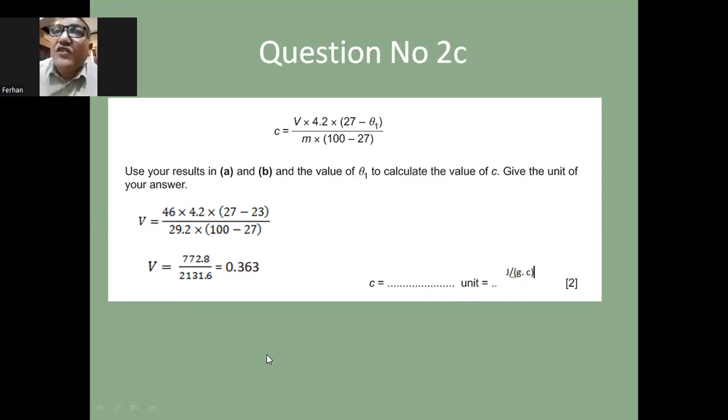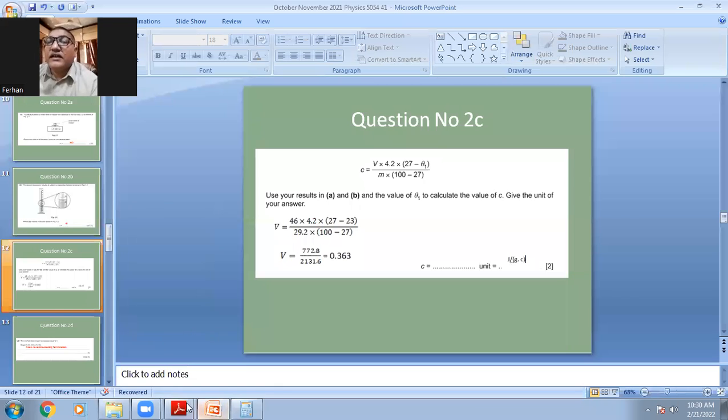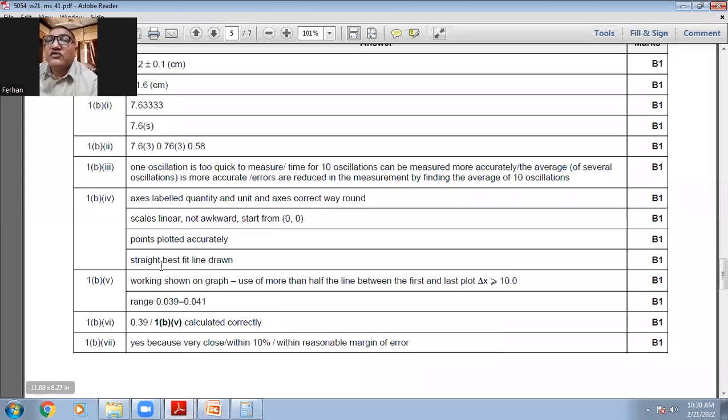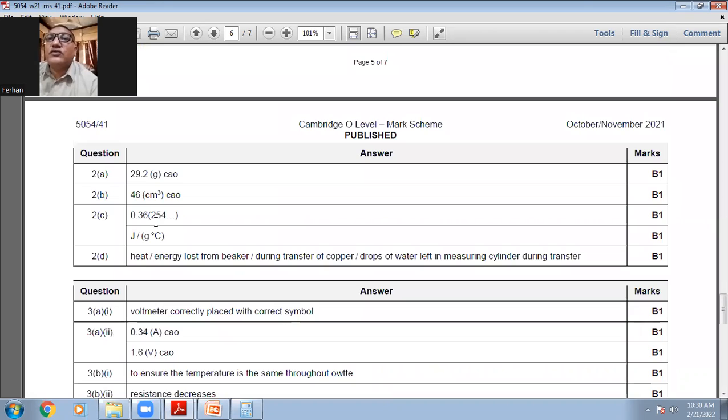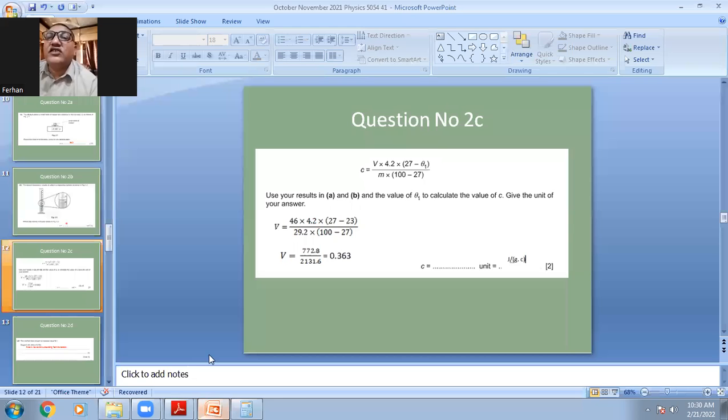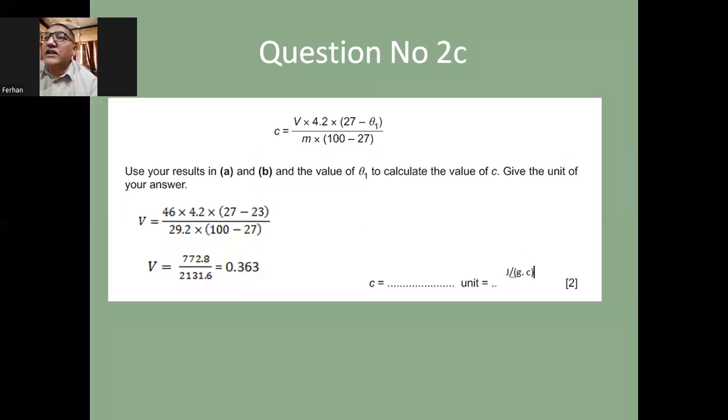So let me first of all make sure that this answer is right, because I think I have not. So let me see, 0.036. Okay, so that is question number 2. 0.036 joules per gram per degree centigrade. So that's the answer. So our answer is right. Hopefully you have seen the marking scheme. See, this is how this is done.